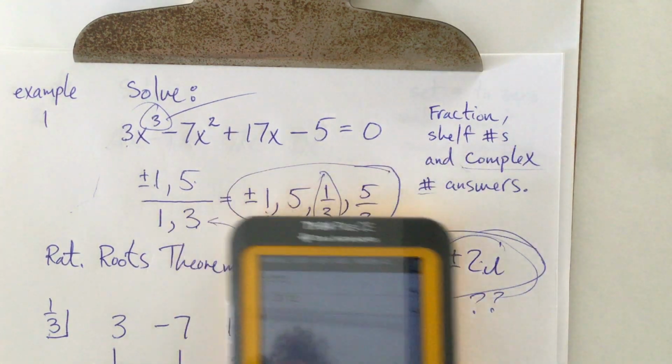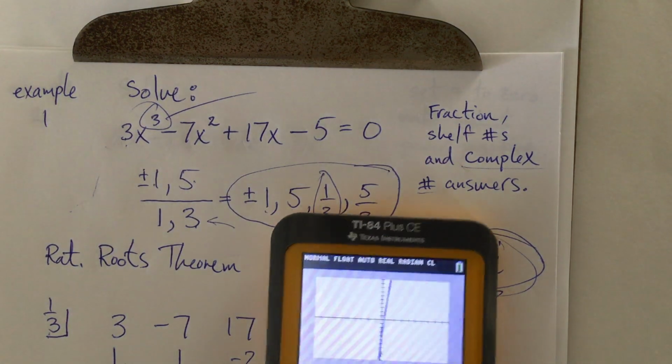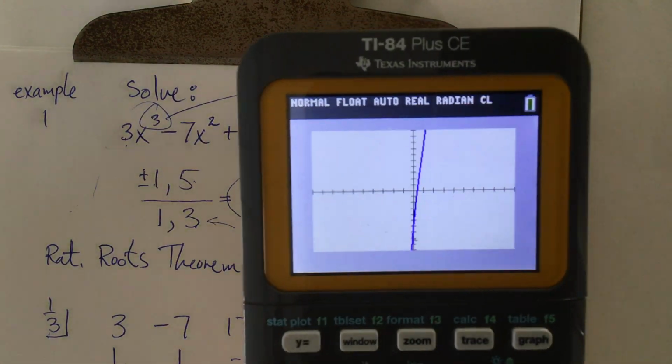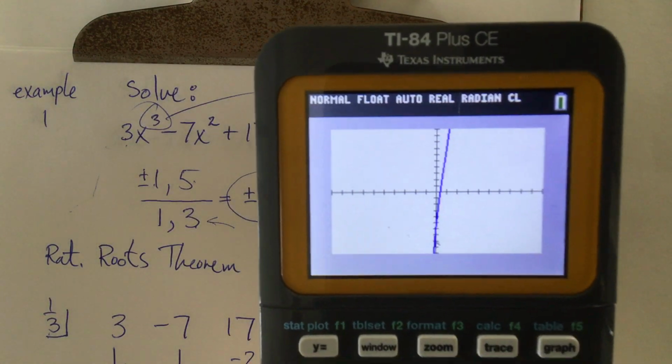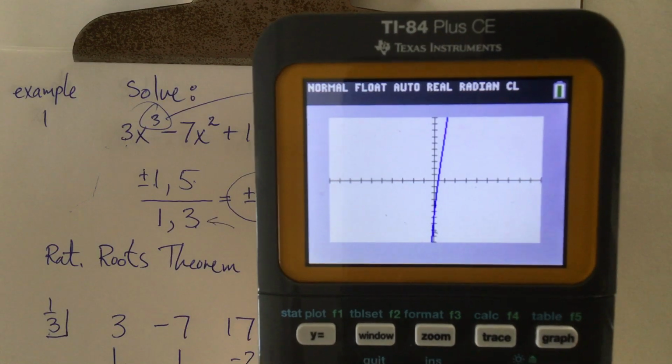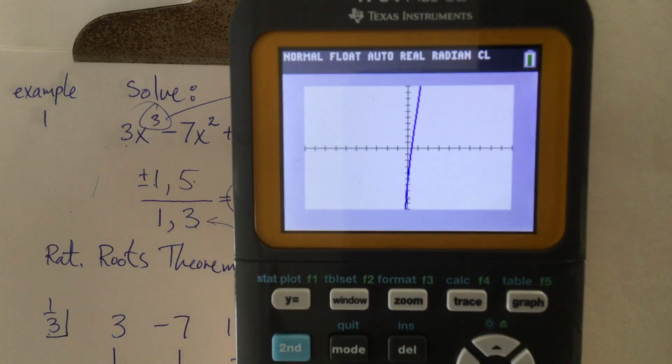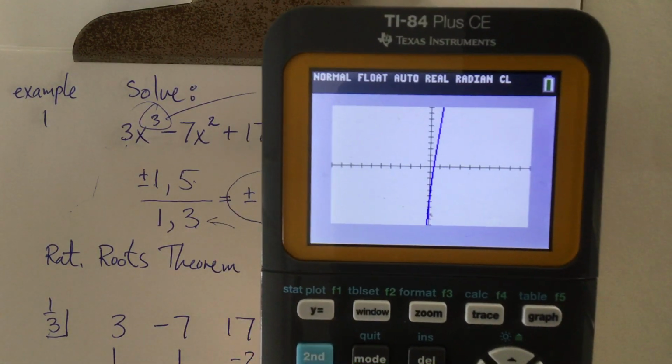Now, how do you recognize that? Let's go back here. When you look at a graph and you know there's supposed to be 3 points of intersection and you only see 1 point of intersection, chances are you're going to have a complex solution in that question.